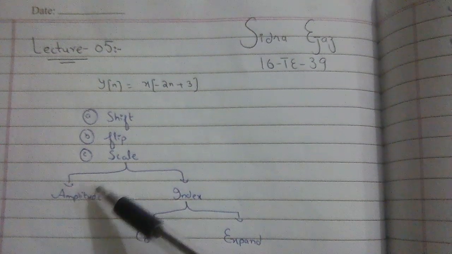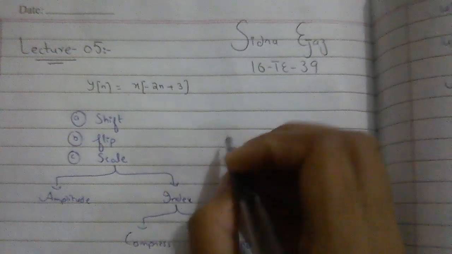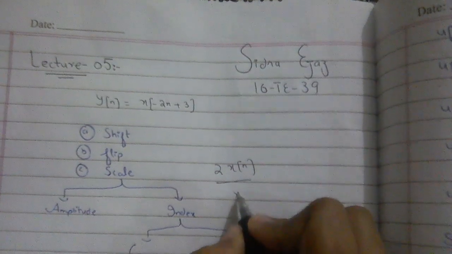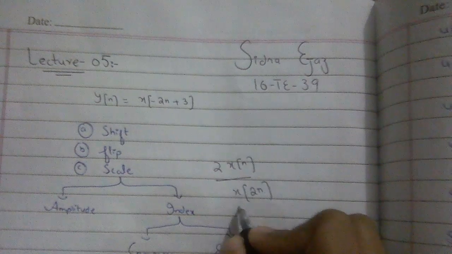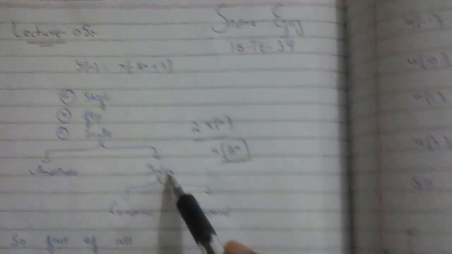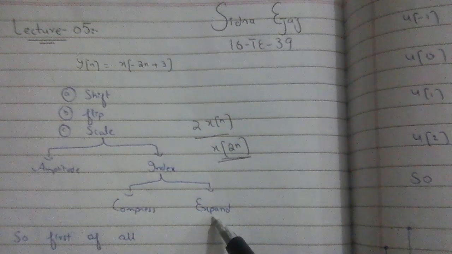In time scaling we have two types of scaling: amplitude scaling or index scaling. If we write 2x of n, then this is amplitude scaling, and if we write x of 2n, then this is index scaling. In index scaling we have two types: either compression of the signal is done or expansion of the signal is done.